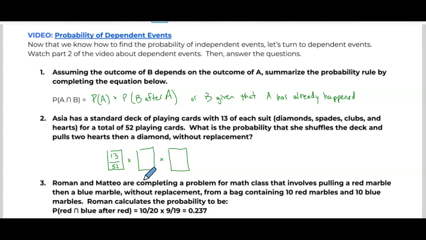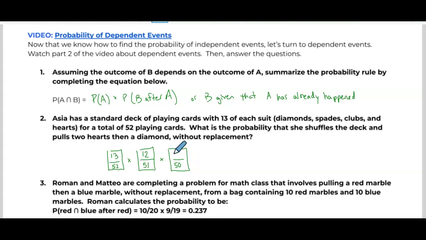The second card has to also be a heart, and we've now reduced the number of hearts by 1, so we have 12 hearts remaining. And we've also reduced the number of cards in the deck by 1, so 51. So this is event B after A has happened. Event C also is affected by event B and A because I've drawn 2 cards out of the deck now, so I only have 50 left to choose from.